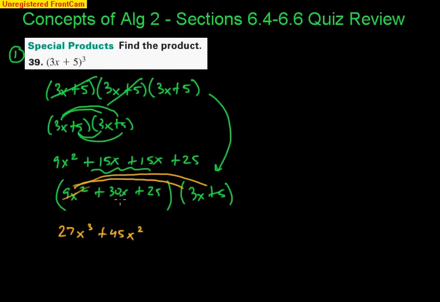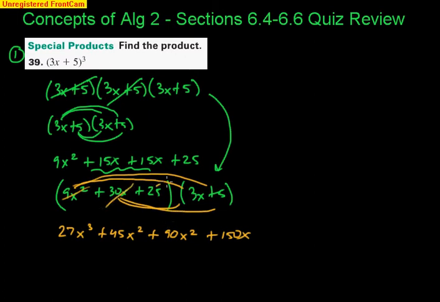Now we do the 30x. The 30x goes to the 3x and the 5. 30x times 3. 30 times 3 is 90. X times x is x squared. 30x times 5. 30 times 5 is 150. And the x just comes. And then the 30x is done.